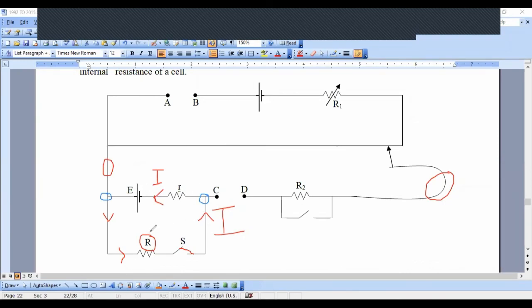If this R is larger, current I will be smaller. Once the current I is smaller, the potential difference between this blue color point and this blue color point will be approximately equal to capital E. Then this L2 will be larger, and sometimes L2 and L1 will be approximately equal. That's the point. So that's the answer.